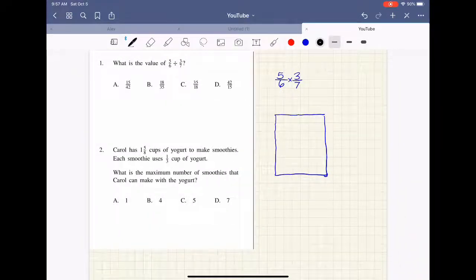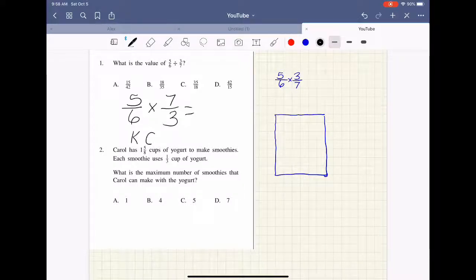And I'm going to look at this first problem up top. What is the value of 5/6 divided by 3/4? Now, let's be honest for a second. This is what I know most people are going to do. Most people are going to just say, change the division to multiplication, and you're going to flip the second one around.